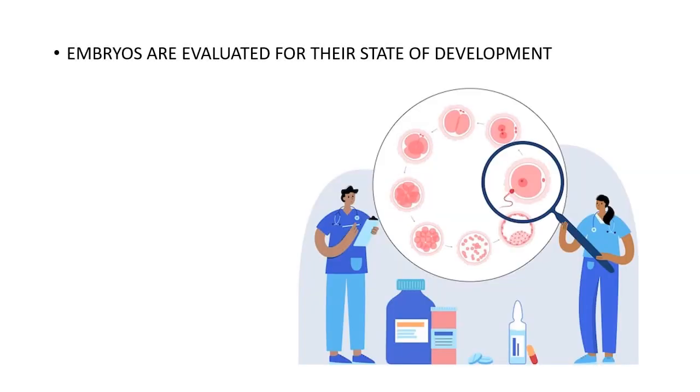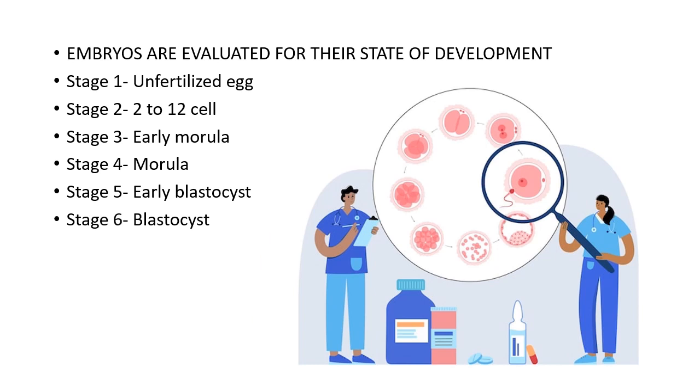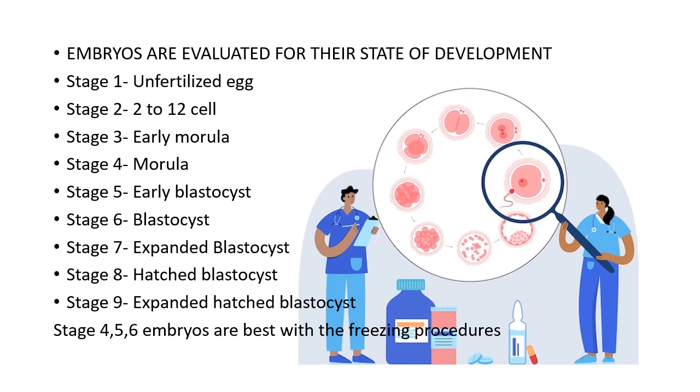Embryos are evaluated for their state of development. Stage 1 is the unfertilized egg, Stage 2 is 2 to 12 cell, Stage 3 early morula, Stage 4 morula, Stage 5 early blastocyst, Stage 6 blastocyst, Stage 7 expanded blastocyst, Stage 8 hatched blastocyst, Stage 9 expanded hatched blastocyst. Stage 4, 5, 6 embryos are best for freezing procedures.